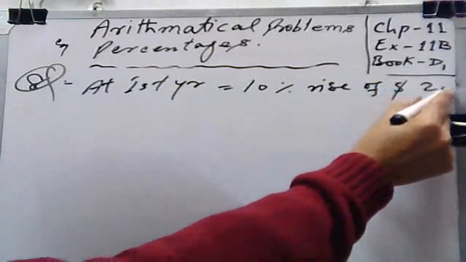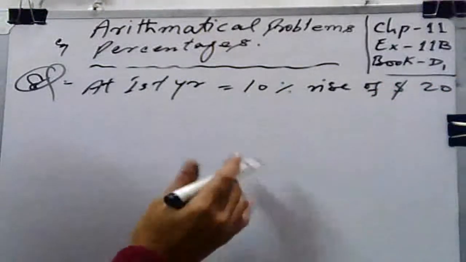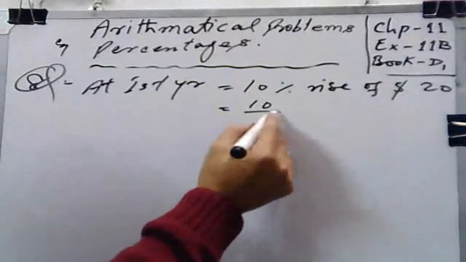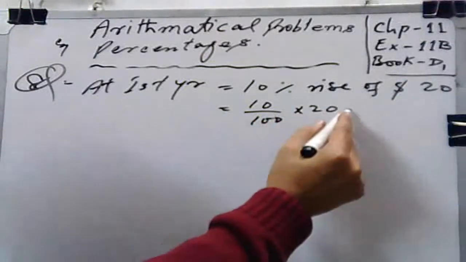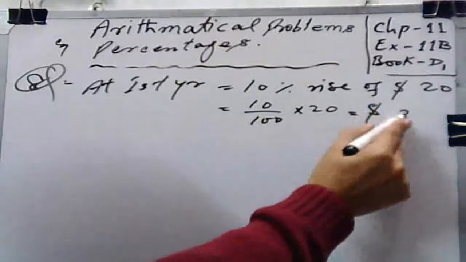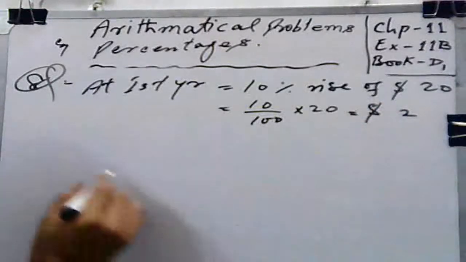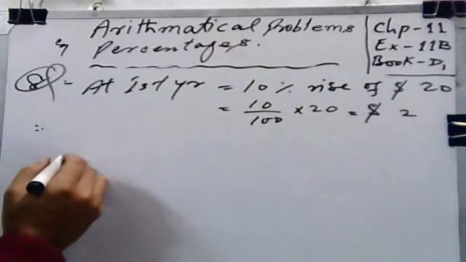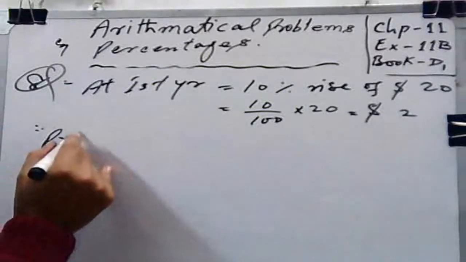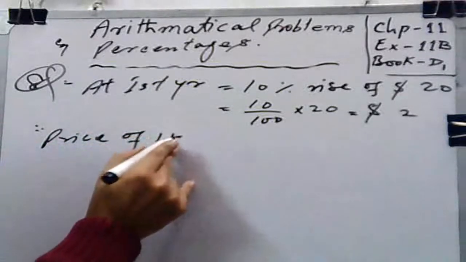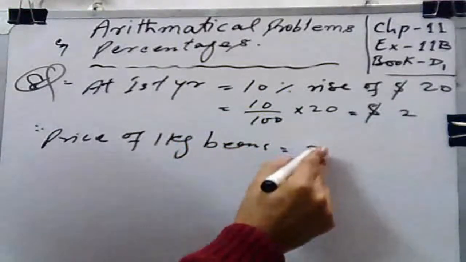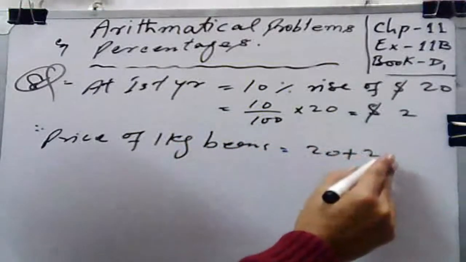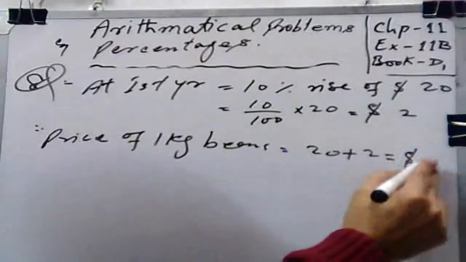So 10% of $20. What is the meaning of this? This means you have to multiply by 20, so you will get $2. It means $2 has increased. Therefore, the price of 1 kg of beans will be 20 plus 2, which is increased, so it will give you $22.